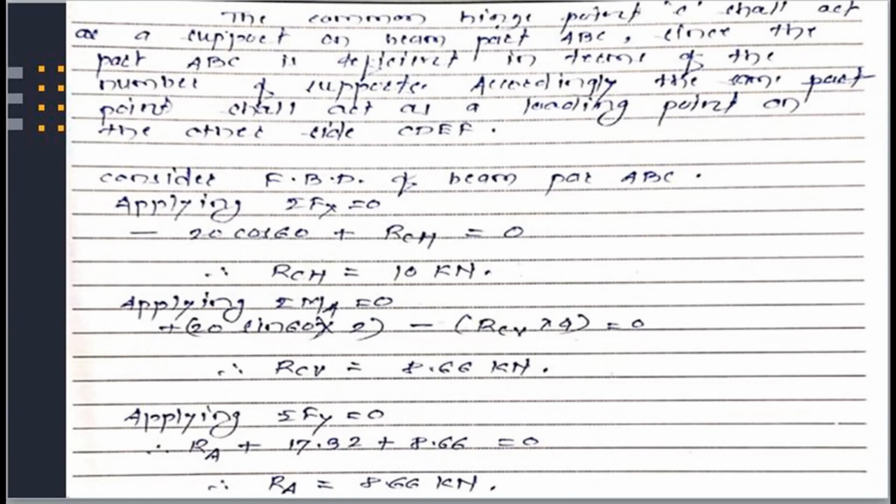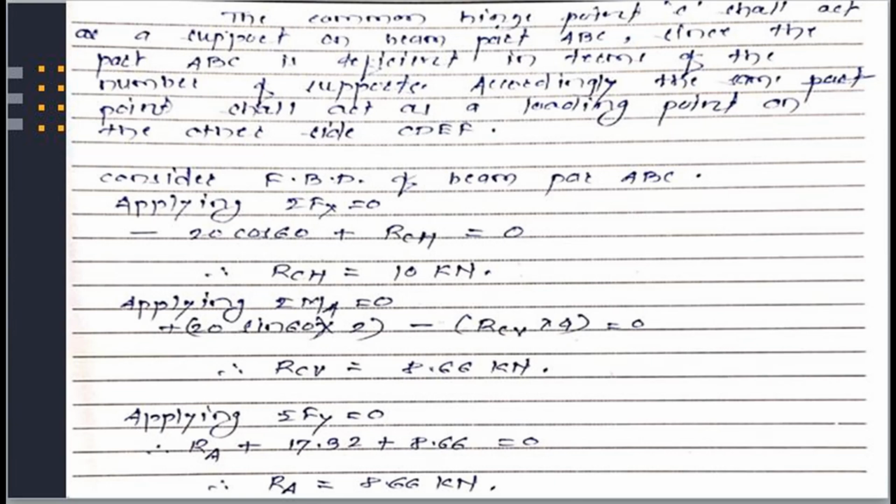Now, as explained in the previous slide, the common hinge point C shall act as a support on beam part ABC. Since part ABC is deficient in terms of the number of supports, the same point shall act as a loading point on the other side of beam CDEF. Now, considering the free body diagram of beam ABC, as this force system is non-concurrent, there are three analytical conditions. Number one is the summation of Fx should be 0.